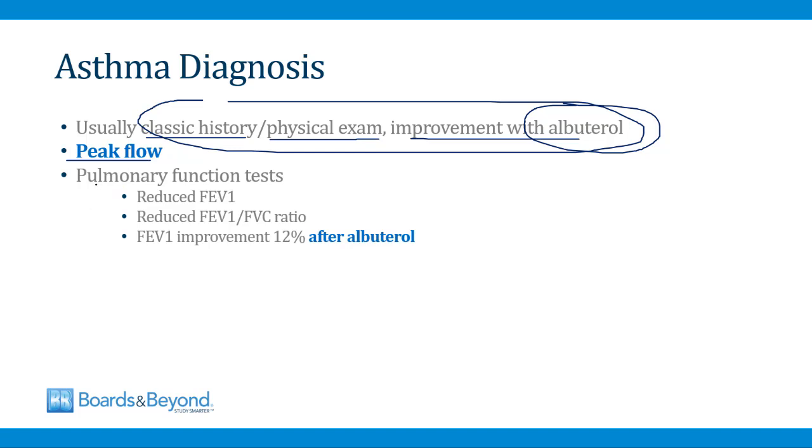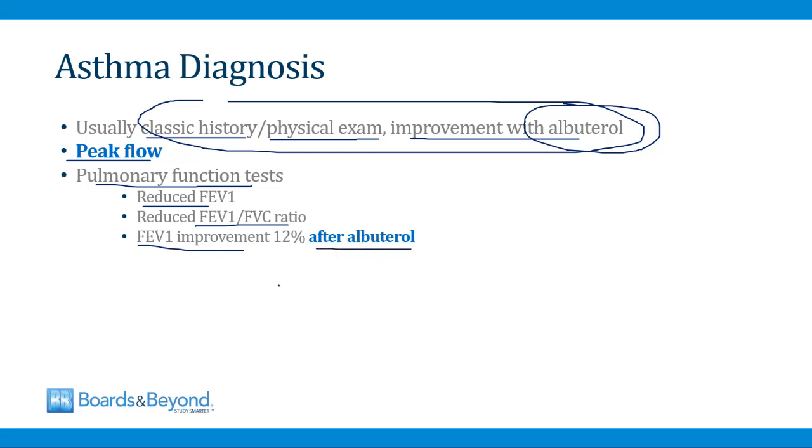Pulmonary function tests can also be used to make the diagnosis of asthma. What you see in patients with asthma are typical results for obstructive lung disease, which I talk about in another video. But those results include a reduced FEV1, a reduced FEV1 to FVC ratio, and importantly, the FEV1 has to improve significantly after administration of a bronchodilator like albuterol.